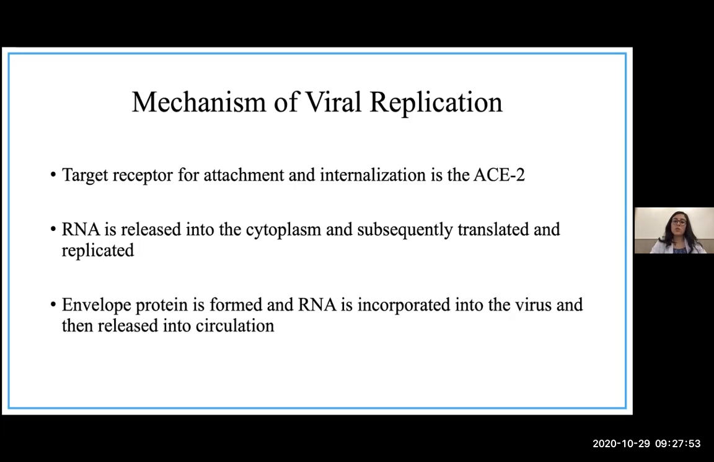So just a briefing on the mechanism for viral replication. The virus targets a receptor for attachment and it gets internalized. And this receptor is called the ACE2 receptor. So what happens is the RNA gets released into the cytoplasm and it's subsequently translated and replicated. The envelope protein is formed and then the RNA is incorporated into this virus and released off into the circulation.